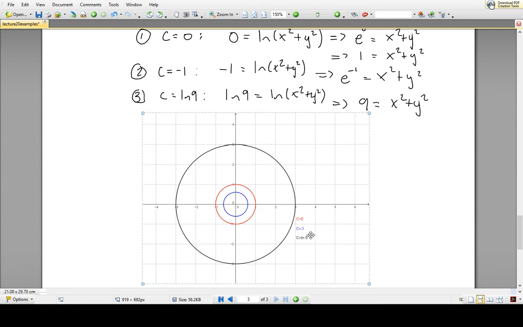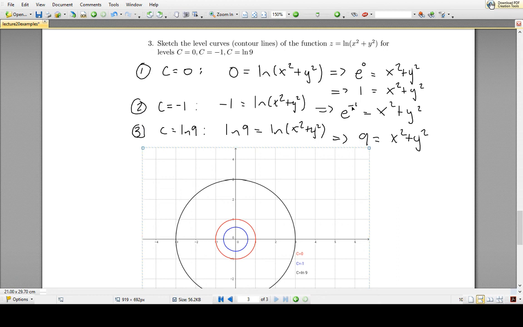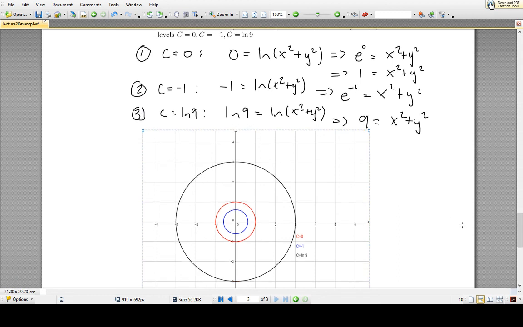If I sliced it at a height of -1, what I get is a circle again, but with radius the square root of e to the -1. And if I slice it at the height of ln 9, what I get is a circle of radius 3. So these are the contour lines or the level curves of the function z equals ln(x squared plus y squared) at these three heights.